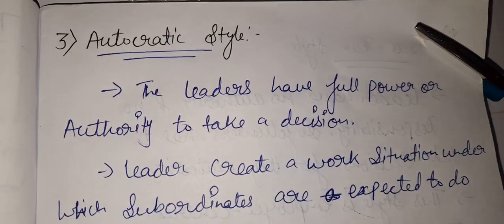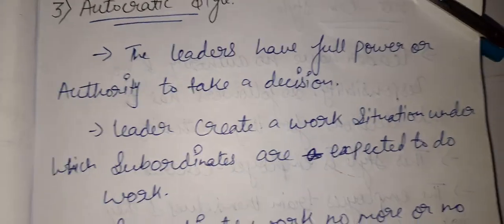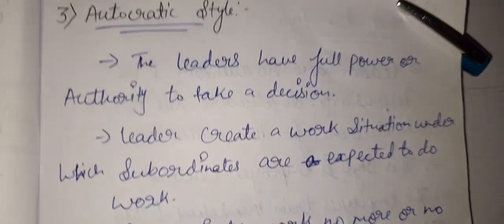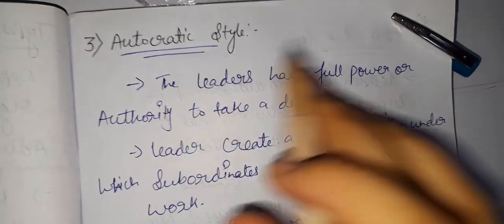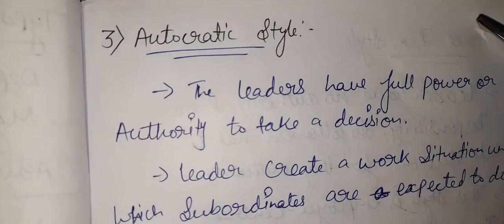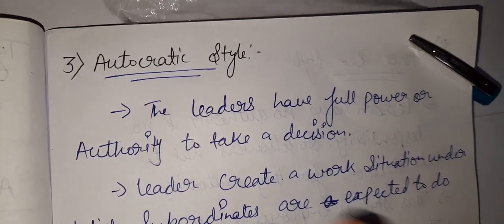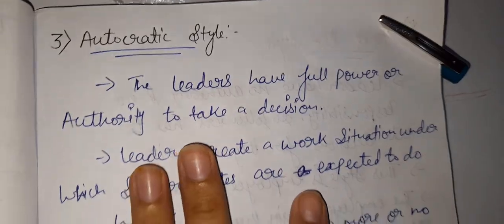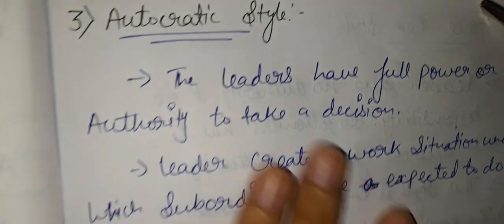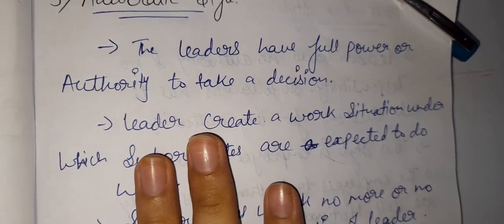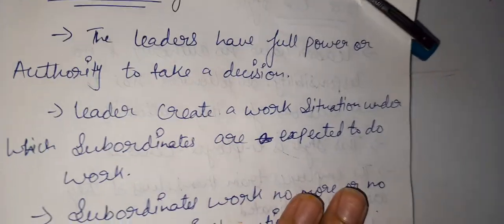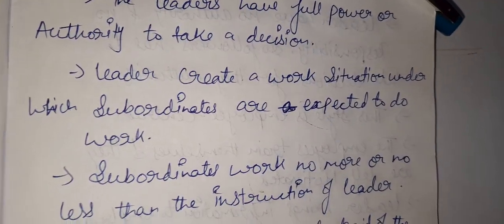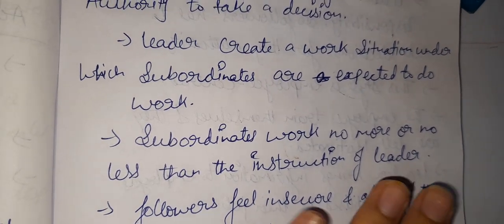So here we have autocratic style. In autocratic style, the leaders have the full power or authority to take decisions. Autocratic means, auto means self, cratic means leadership. Autocratic style, self-doing, is called autocratic. The leader has full power and full authority to take decisions, and the leader creates a work situation under which subordinates are expected to do work, and subordinates work no more or no less than the instructions of the leader.